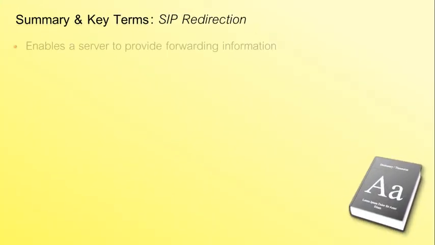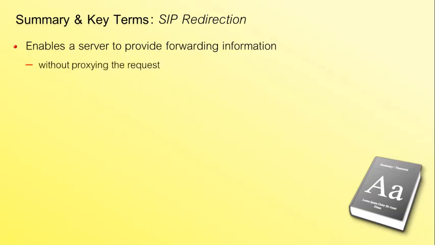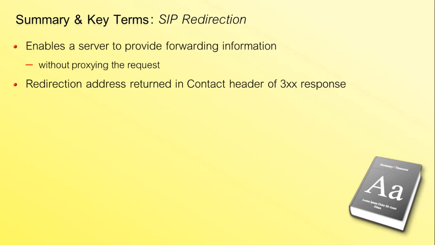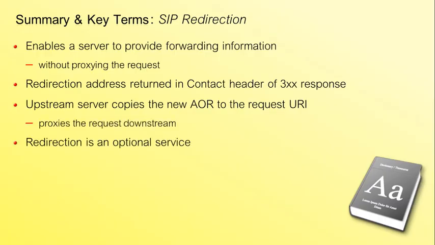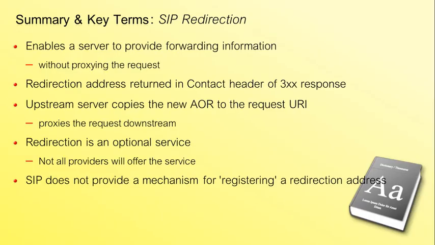So, the main points again: SIP redirection enables a server to provide a forwarding service without having to proxy the request itself. The redirected address is returned in the contact header of a 300 type response. The upstream server copies the new address of record to the request URI and proxies the request downstream. Now, redirection is an optional service. Not all providers will necessarily offer the service. Finally, SIP does not provide a mechanism for registering a redirection address. Providers will typically implement it themselves through a web interface or perhaps even a call center.